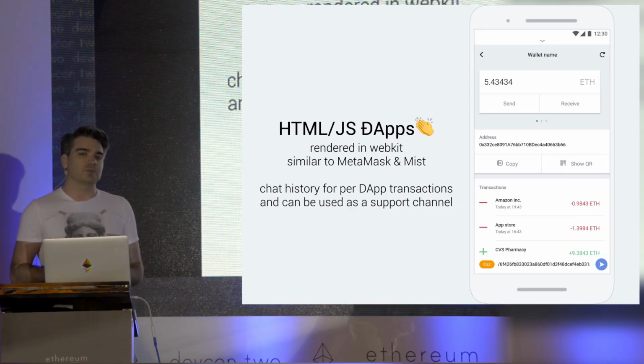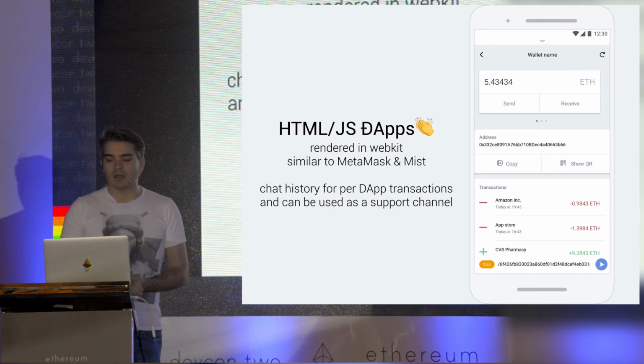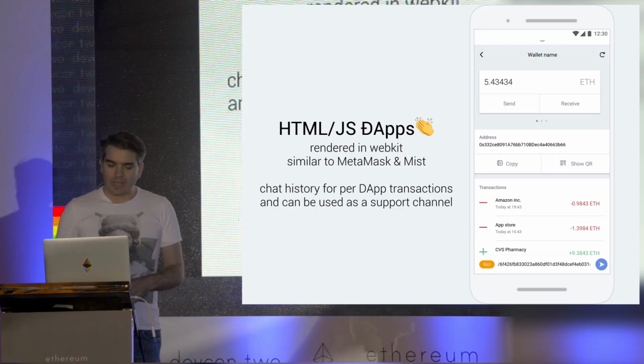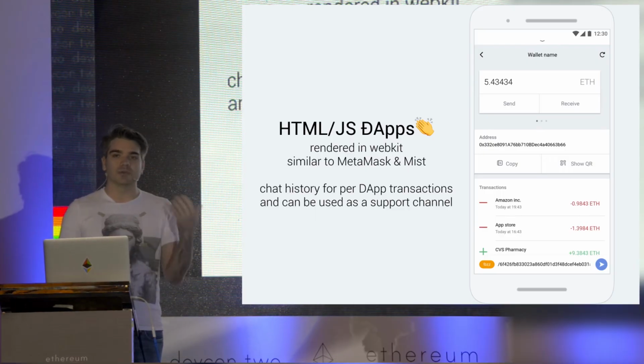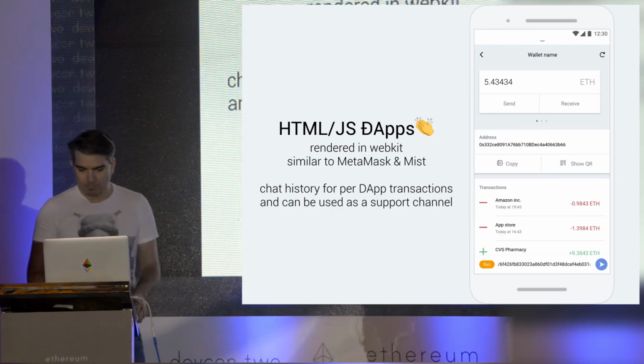This is actually rendered with a special built-in command that turns the text input field into something like an address bar, and it renders a web view in the suggestions area. I'll talk a bit about that in a minute. Underneath the suggestions area, we have a chat history, and this can be used for a per-dApp transaction log, and can even be used as a support channel if the dApp developer wants to talk to you.